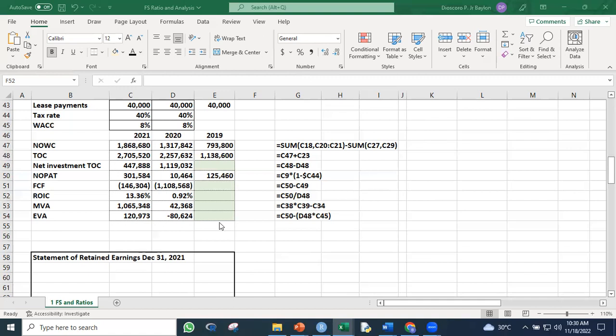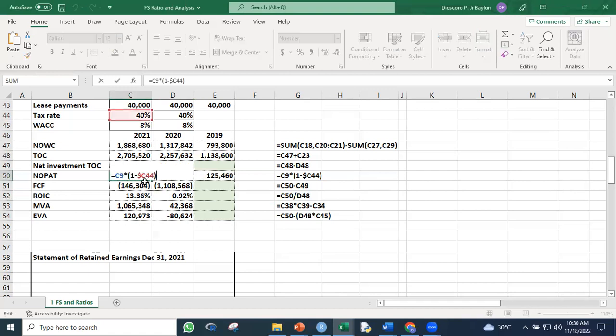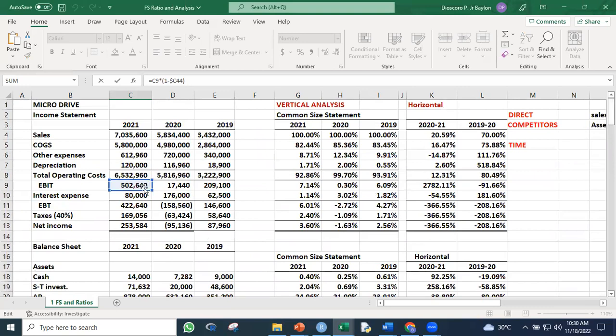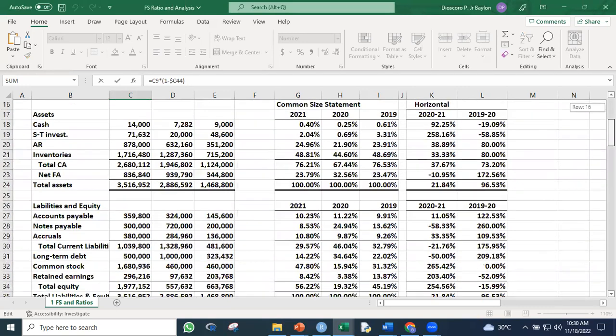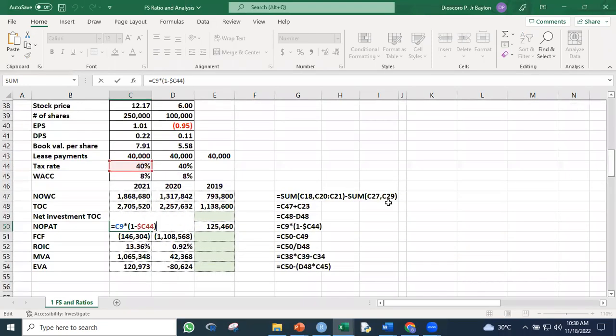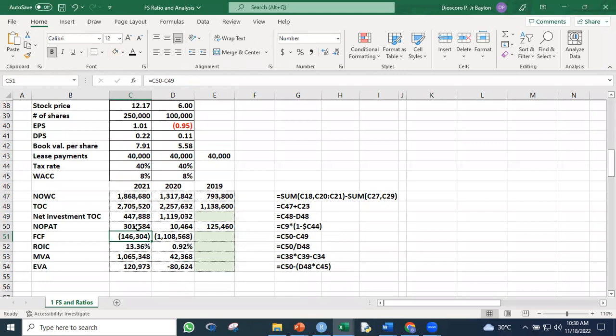Okay, how about the NOPAT, net operating profit after tax? We know that the formula for NOPAT is your EBIT times 1 minus tax rate, right? So our EBIT is this one times 1 minus tax. Our tax is given at 40% here. So I'm going to fix the column so that I can copy the formula to the right. Okay, so you have here our NOPAT of these figures.